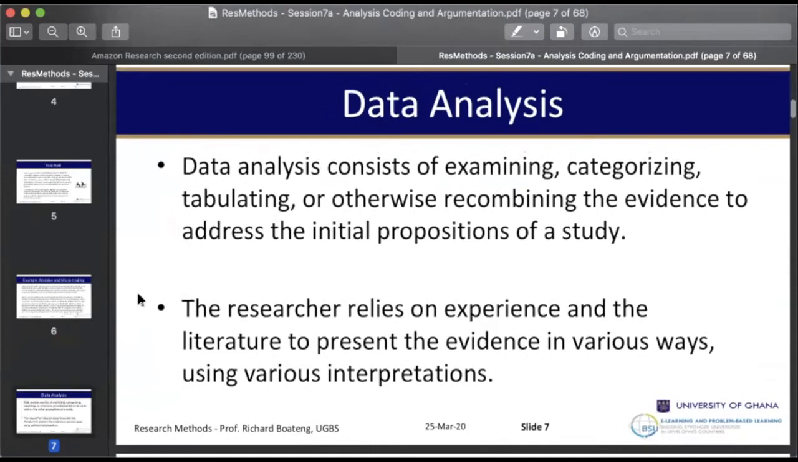Now, data analysis starts from when you start collecting data. And then what does it mean? Data analysis consists of examining, categorizing, tabulating, or otherwise combining evidence to address the initial propositions or questions of the study. Every researcher who is carrying out data analysis draws from his experience and literature to present the evidence in various ways. You saw what the professor was talking about, that you start looking at the data and then come back to the theory and then go back into the data.